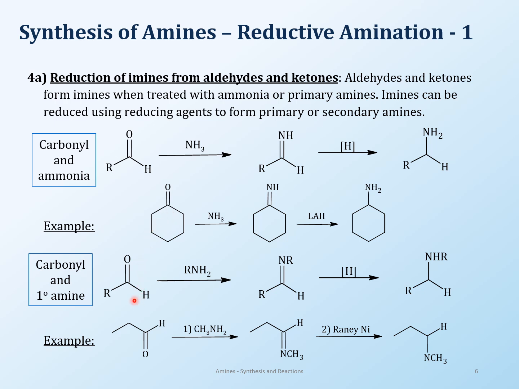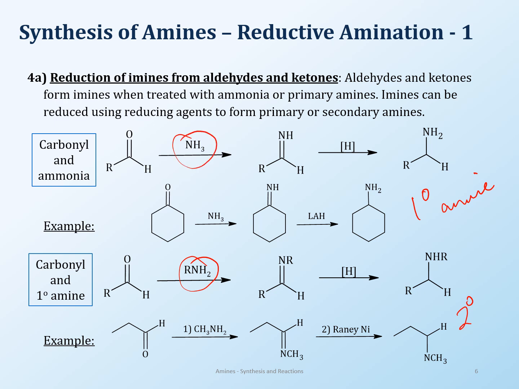Now, if you take a carbonyl and a primary amine, okay, so here we have a primary amine reacting with a carbonyl to give an imine. So once you do this, then you reduce it and now you get a secondary amine. Okay, so you can either make a primary amine or secondary amine depending on what kind of amine you start with. So here is secondary, all right, that you end up forming.